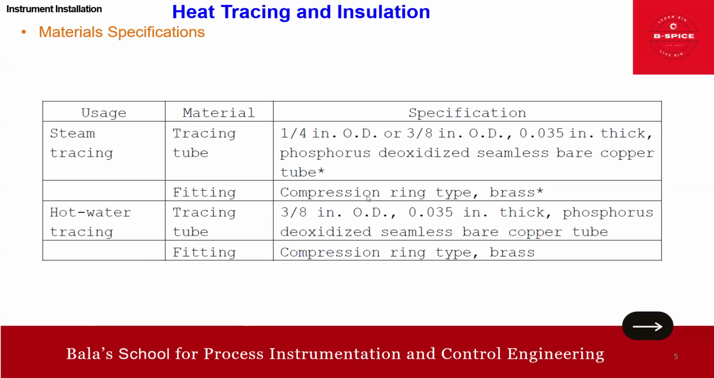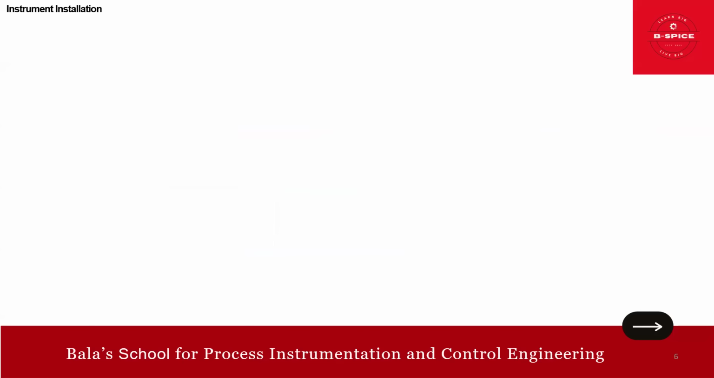And fitting, of course, compression ring type, or we can also use brass. And for hot water heat tracing, 3/8-inch OD, 0.035-inch thick, phosphorus deoxidized seamless bare copper tube. And of course, fitting is compression type, and brass also can be used. So this is about the material specification.